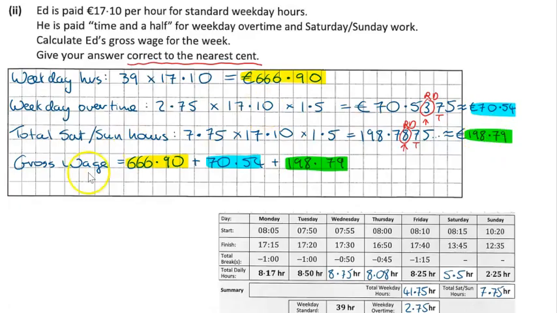The gross wage, therefore, is €666.90, which we got from here, plus the 70.54, which we got from here, plus the 198.79, which we got from here, which gives €936.23, correct to the nearest cent. So this is his gross wage for the week.